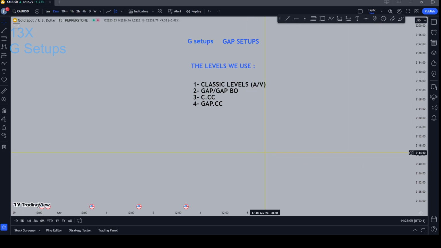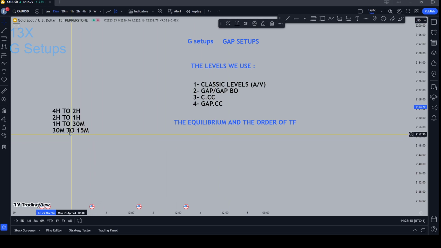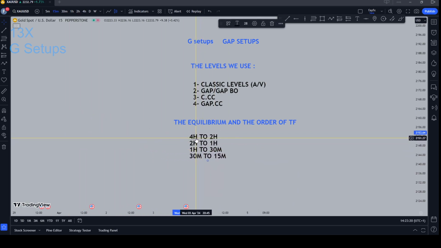We also learned the equilibrium and the order of time frames, the way we use time frames. It is like this: X time frame, one time frame below, 4 hours, 2 hours, 2 hours to 1 hour, 1 hour to 15 minutes, and 15 minutes to 15 minutes.